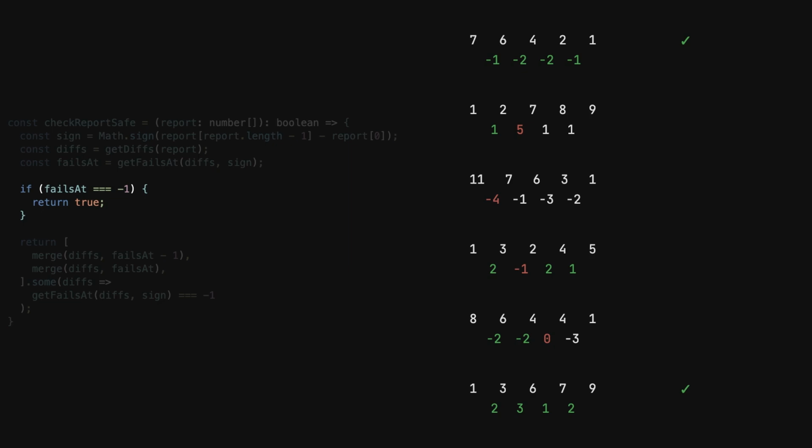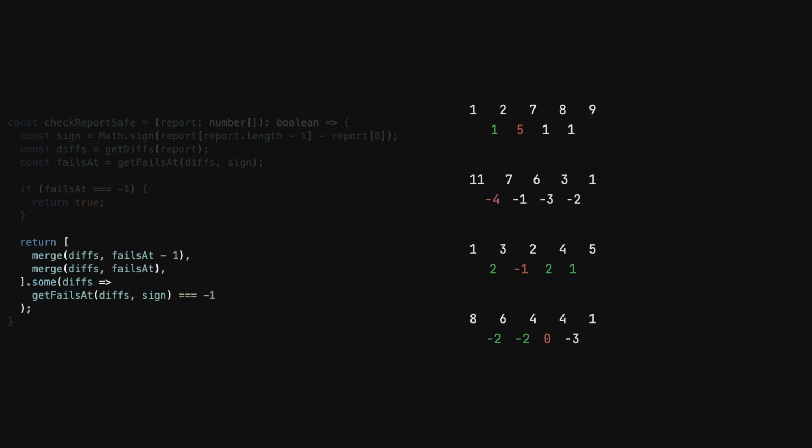However, if a failing index was found, then we can remove a number from the report and check the new diff to see if it passes without that number. And actually at this stage, we don't even need the original numbers anymore. We don't really care what they are, since we're testing the differences between them, not the numbers themselves.